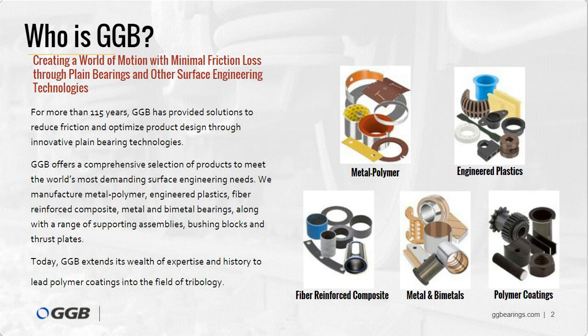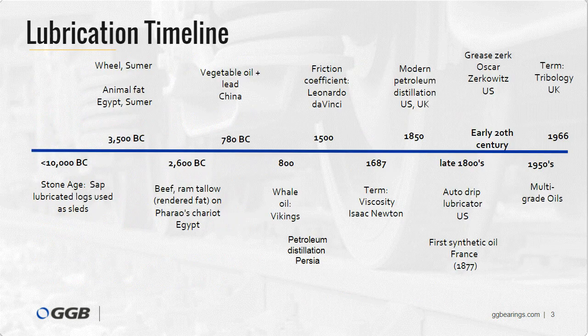But now let's get to the good stuff. Before we start talking about our lubrication fundamentals, we thought it would be interesting to talk about the history of lubrication and how far back it goes. Historians know that if you go way back into the Stone Age, people learned that you could lubricate logs with tree sap, and they would use these logs as sleds and probably carry their game back to their home or their camp, made easier by the lubrication that they were using.